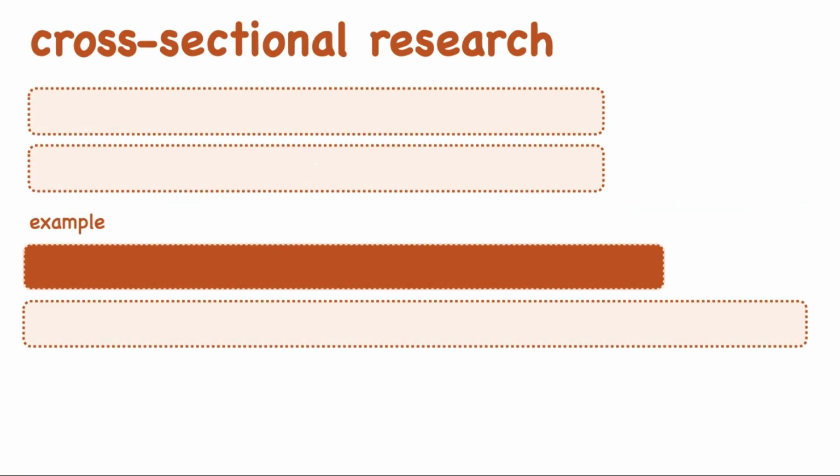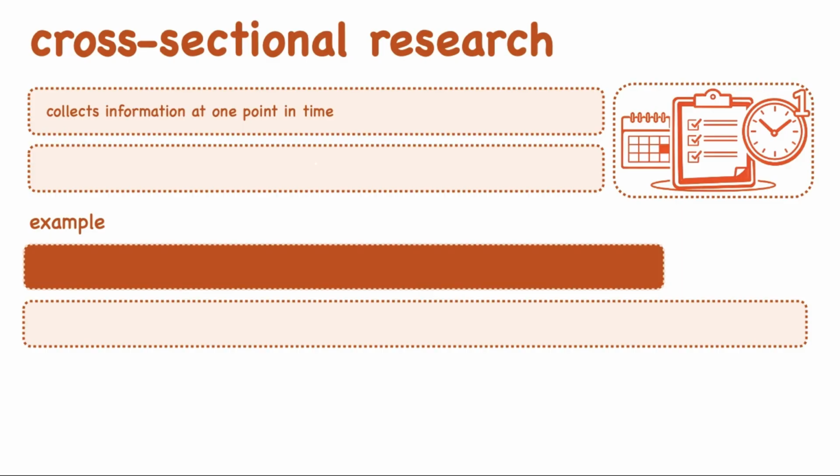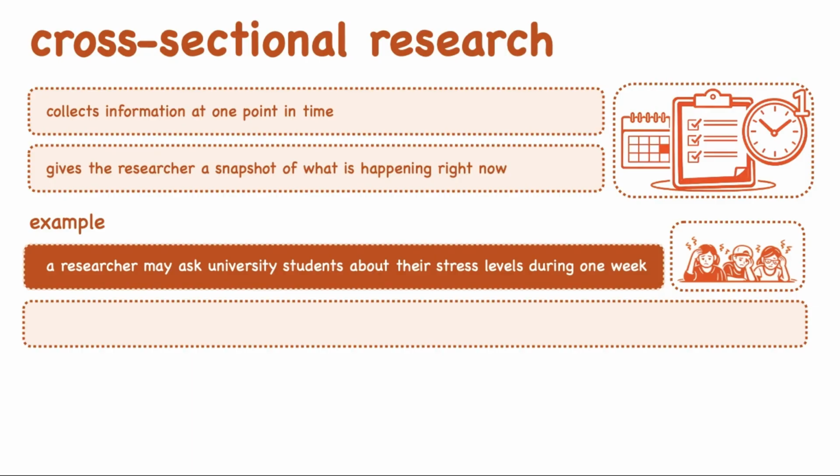Cross-sectional research collects information at one point in time. It gives the researcher a snapshot of what is happening right now. For example, a researcher may ask university students about their stress levels during 1 week. The information is collected once, so this is cross-sectional research.